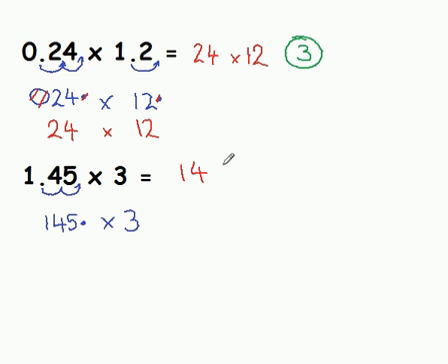145 multiplied by 3. And here I've moved the decimal points. Total amount of movement of decimal points has been 2 places on here, none here, for a total of 2.